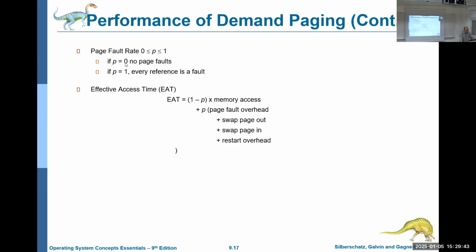So if P is equal to 0, then there are no page faults. If P is equal to 1, then every reference is a fault. So it's going to be a percent. What is our percentage fault rate? So EAT equals 1 minus P, which would be the hit rate, times how much time it takes to get the memory, plus the fault rate times whatever the fault overhead is, plus the swapping page out and swap page in.